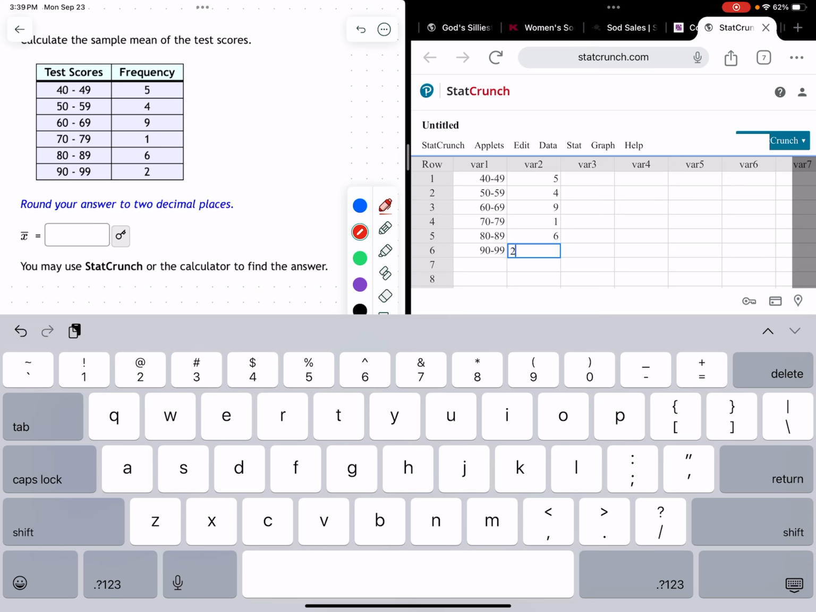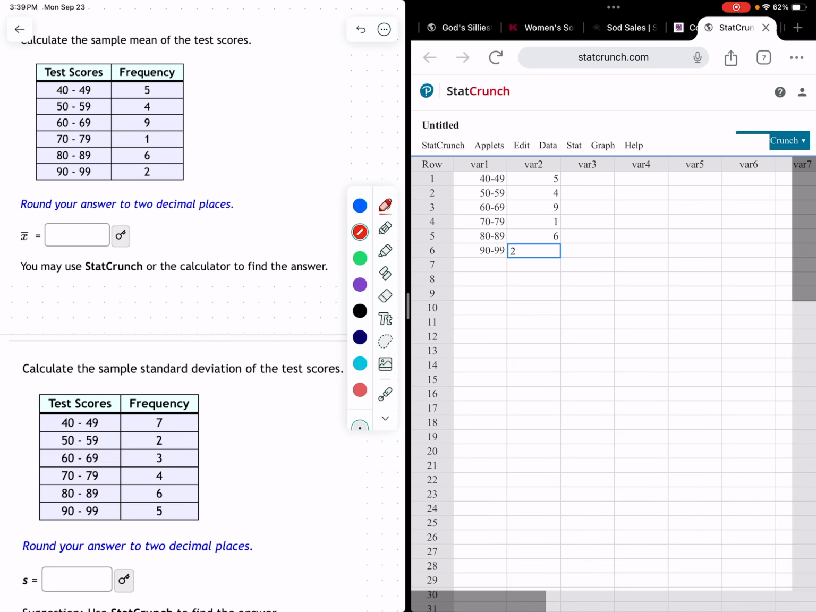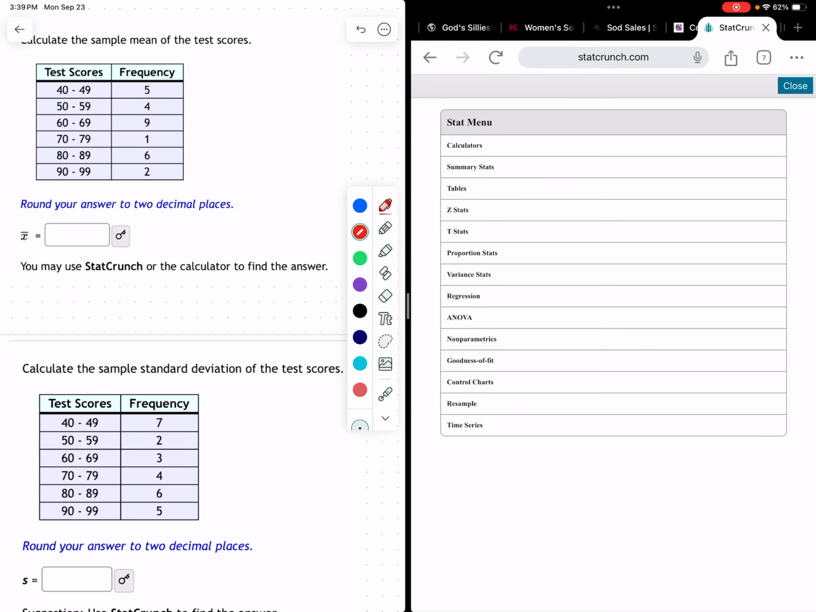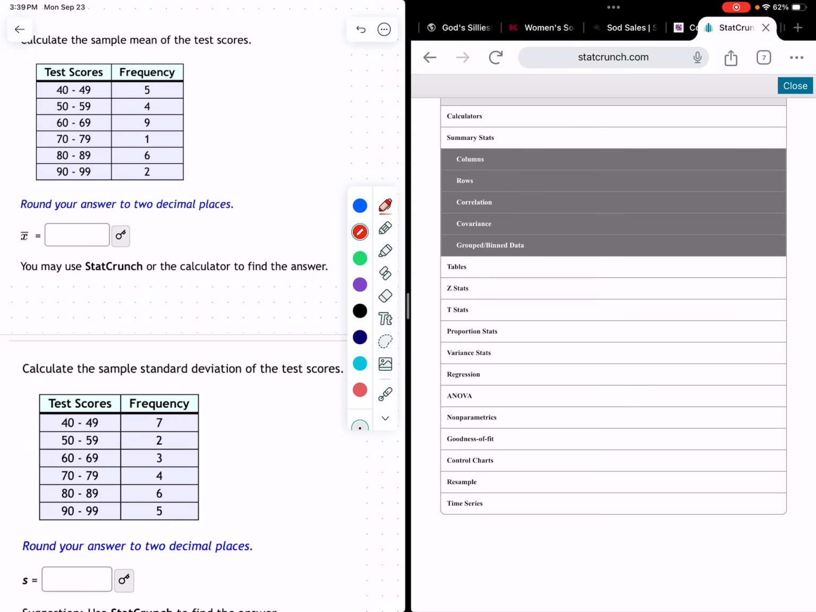I don't recommend StatCrunch on an iPad or any tablet, really, for that matter. It really does seem to function best on a desktop or a laptop. So keep that in mind when you are doing some calculations. Now, to calculate X bar, the sample average, I'm going to go to Stat and Summary Stats.